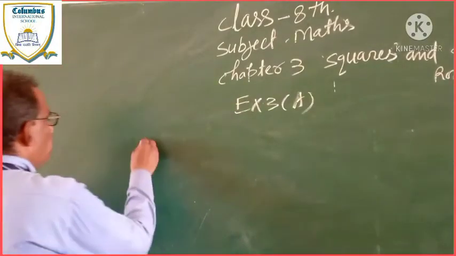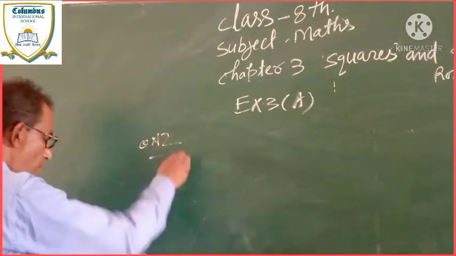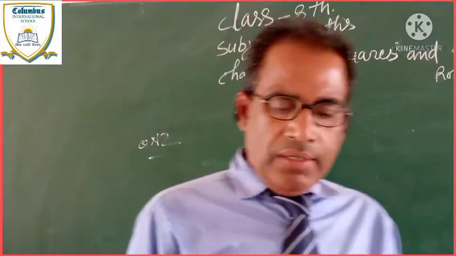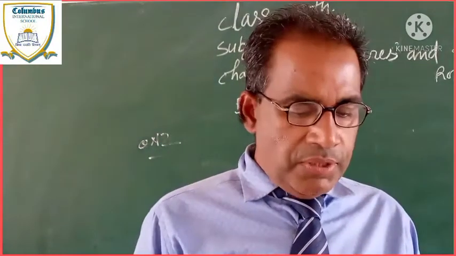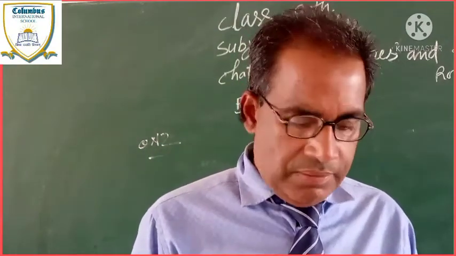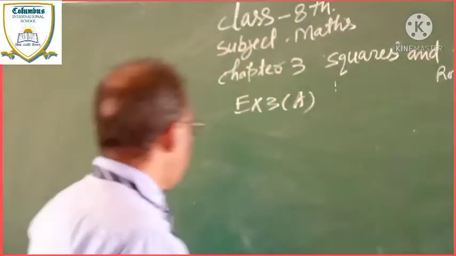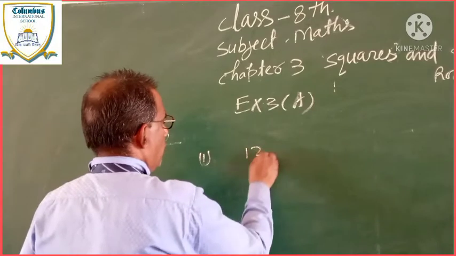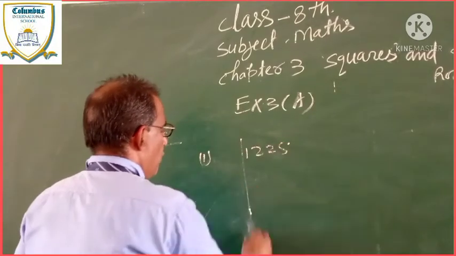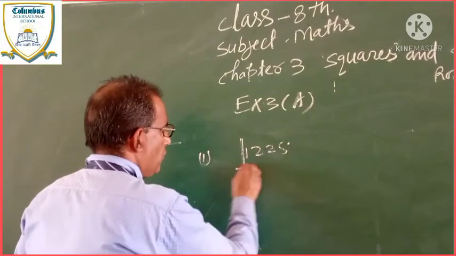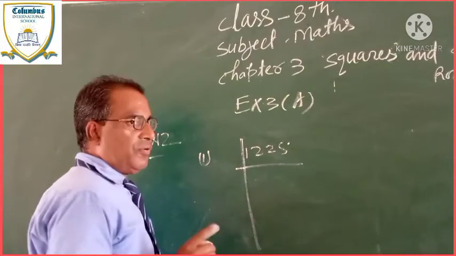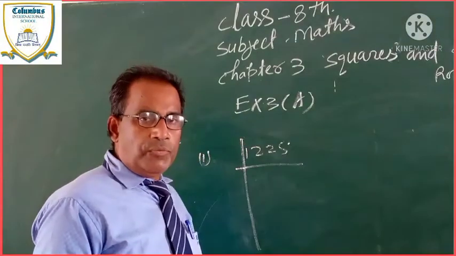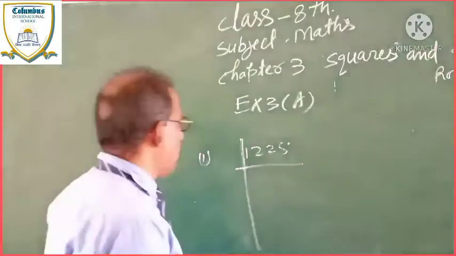Question number 2. State whether each of the following numbers is a perfect square. In each case, find the number whose square is the given number. First of all, two questions exist: first, whether it is a perfect square or not, and then we have to find the square root of the perfect square.